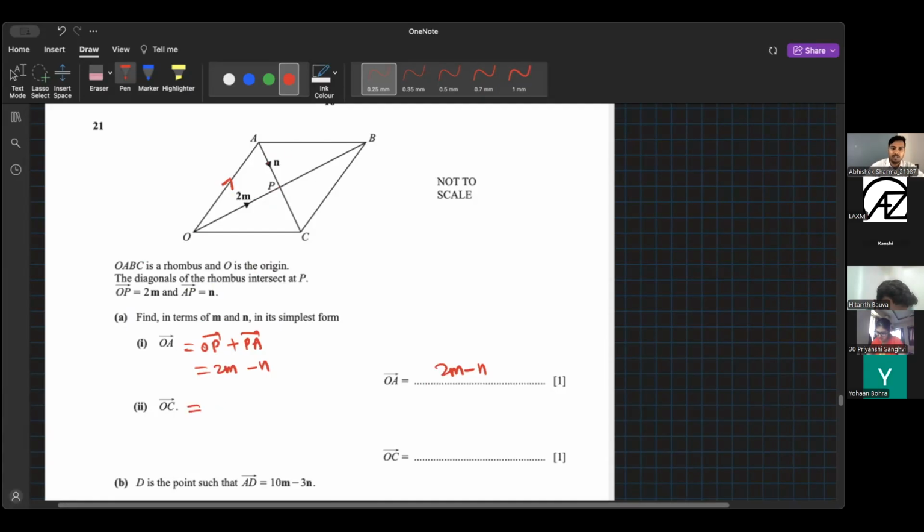OC will be, so see, this is n, so this will also be n because diagonals at the point of intersection bisect each other in case of a rhombus. That's why it was mentioned that it is a rhombus. Now OC will be OP plus PC. OP is 2m, PC is n. So 2m plus n is the answer. Clear?